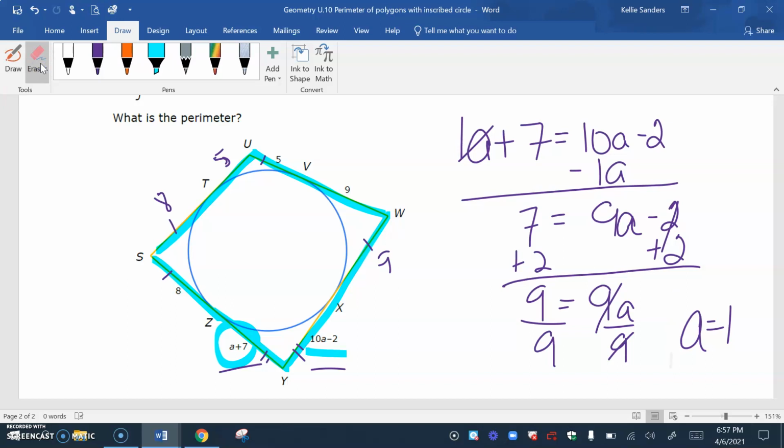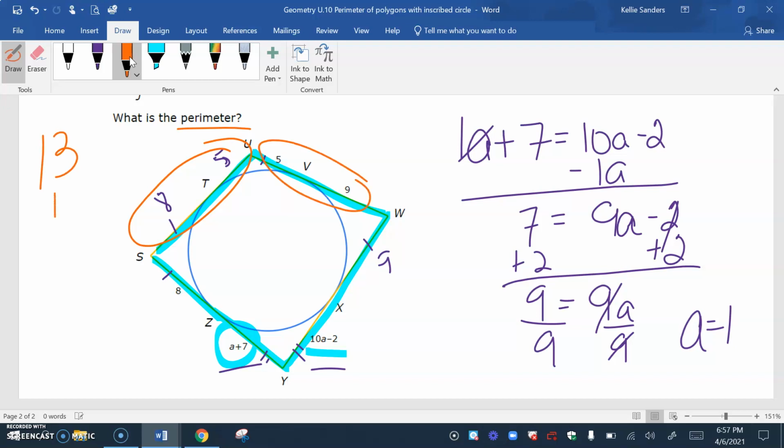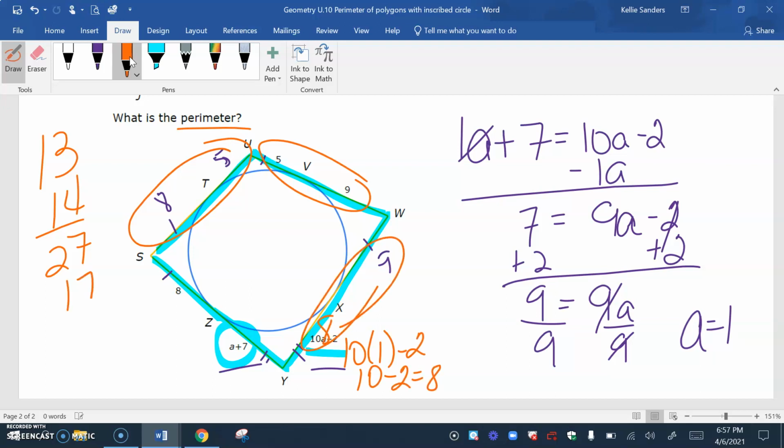I almost thought that was the answer, right? But at the very beginning, we were asking for the perimeter. So this is 13. This is 14, which is 27. If a is 1, then 10 times 1 minus 2, 10 minus 2 is 8. So this whole thing is 8. So this side is 17, which is 44. If this is 8, then this is 8. So the whole thing is 16. So we have 60.